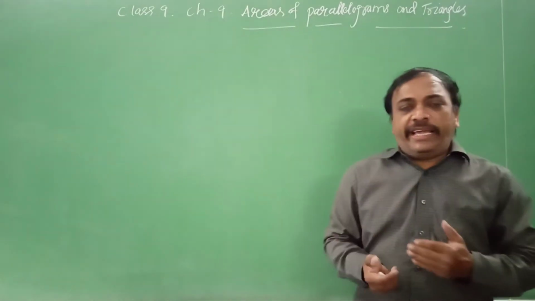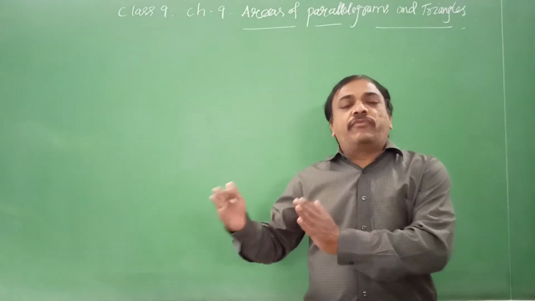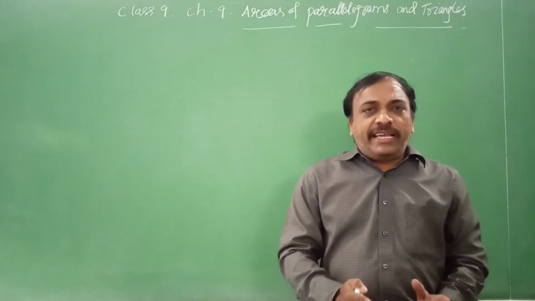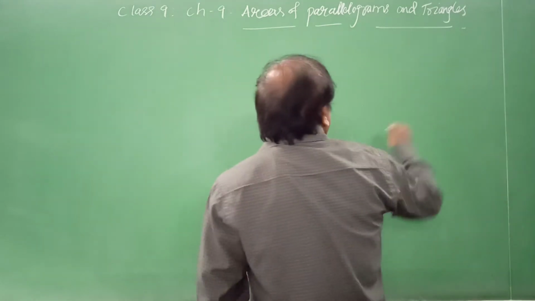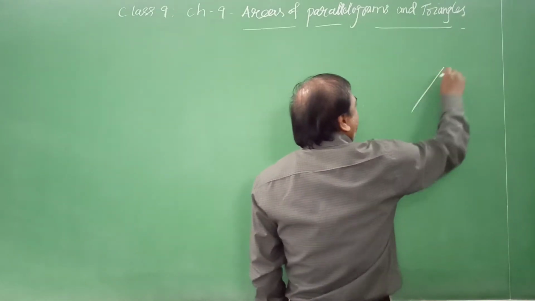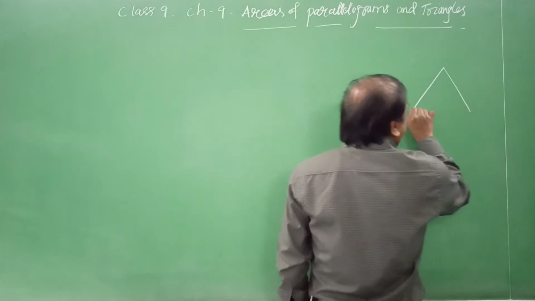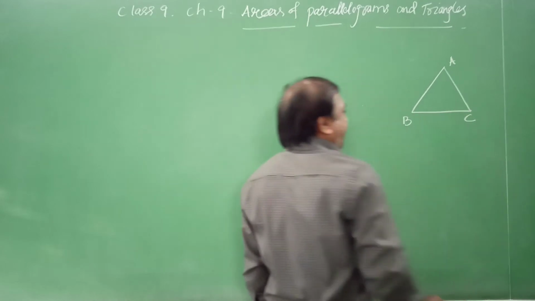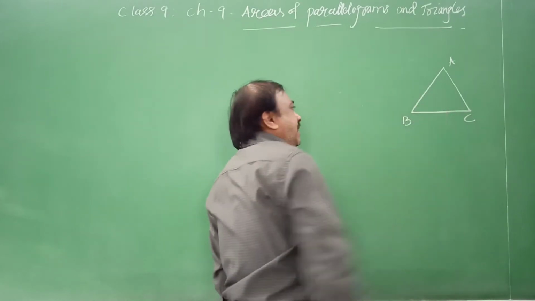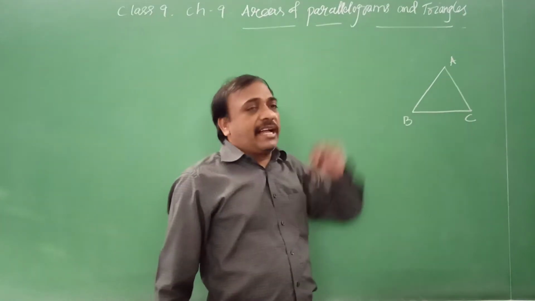As we know already, what is a parallelogram and what is a triangle? A three-sided closed figure is called a triangle. A, B, C, which has three sides. So this is the triangle.